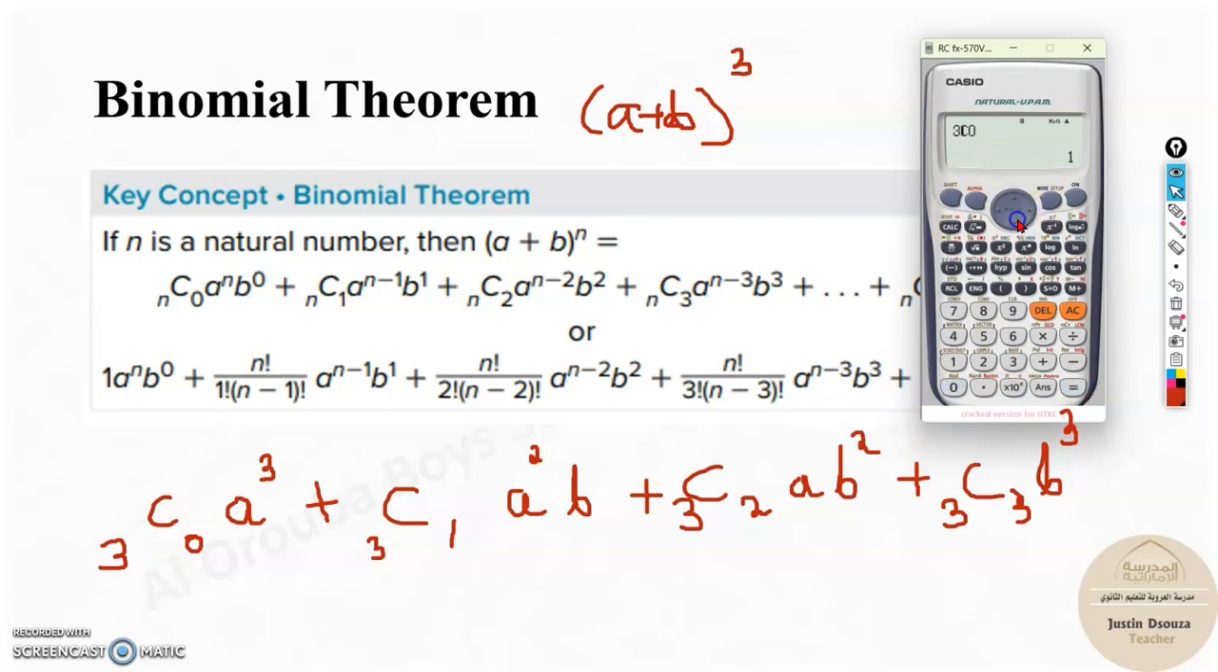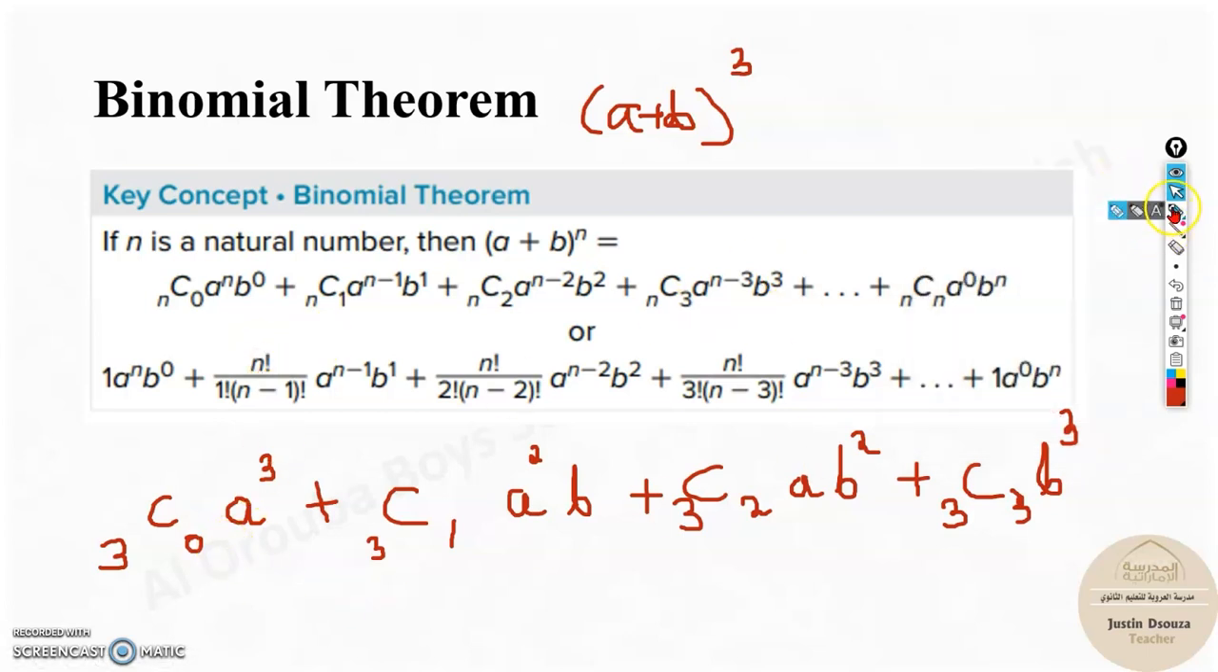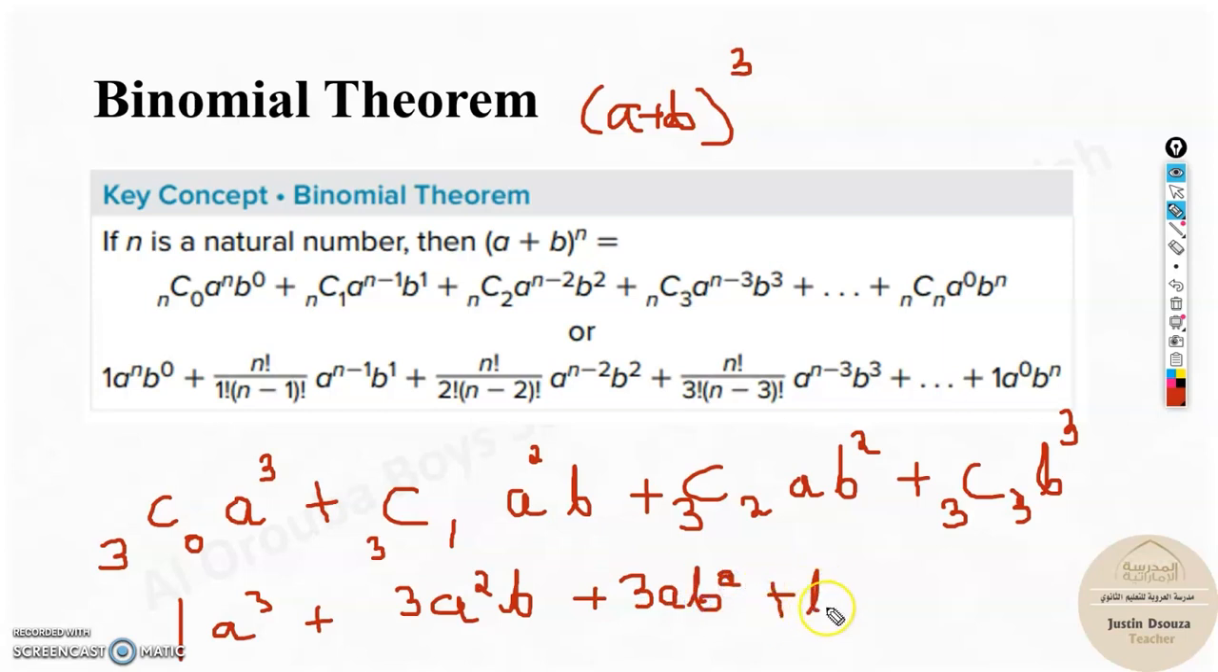3C0. It's always 1. It starts with 1. And then over here, 3C1 will be 3. And then 3C2. 3C2 is 3. Sorry. If you use the formula, over here you'll get the same answer. And last one, 3C3, is again 1. So it is 1 a to the power 3, plus over here we got 3a square b, plus again 3ab square, and lastly we have got 1b cube. So we can leave out the 1. So this is the answer for (a plus b) the whole cube.